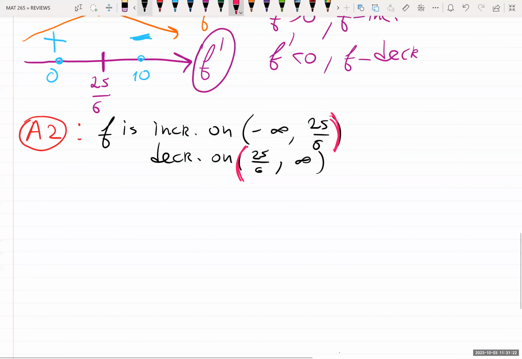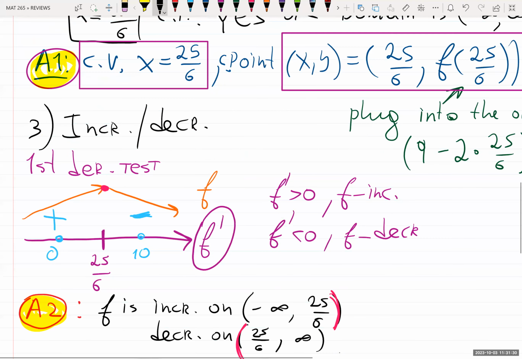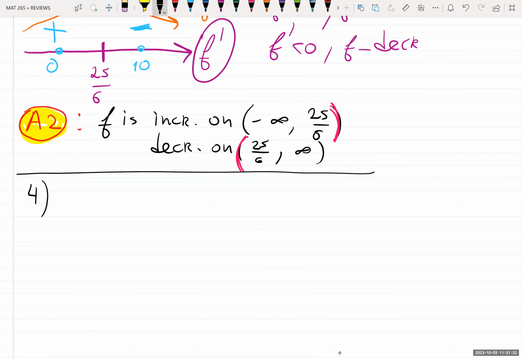Okay, so we finished with this first part of the first derivative test. Everything was about the first derivative till now. And now we move into the second derivative because we want to see concavity and inflection points.